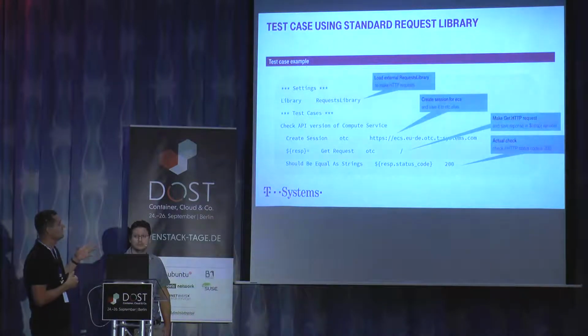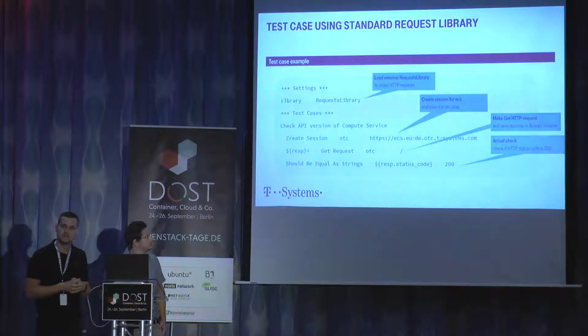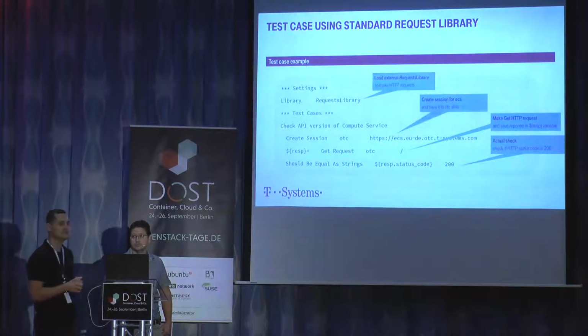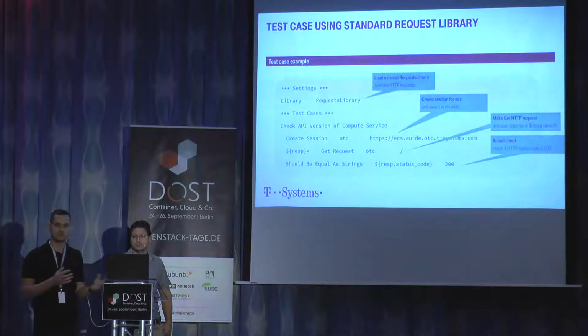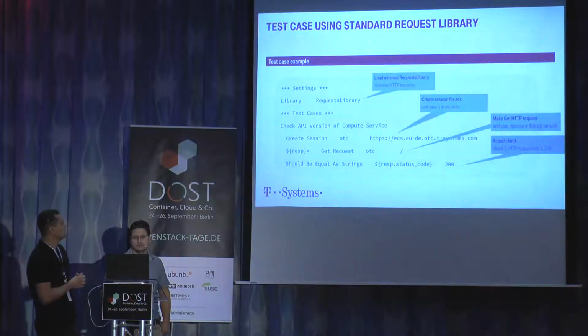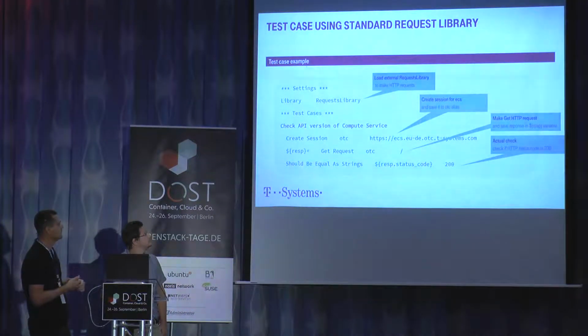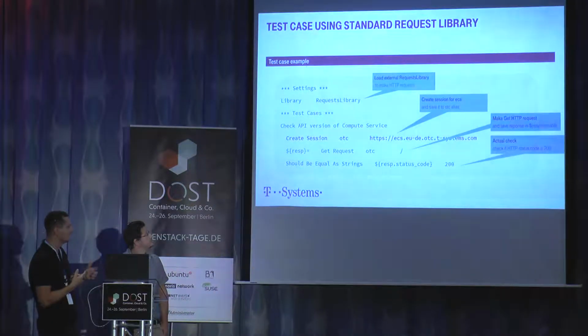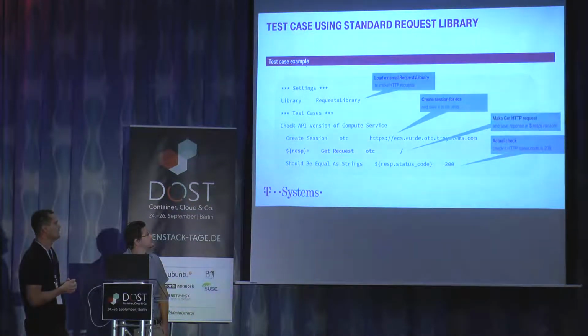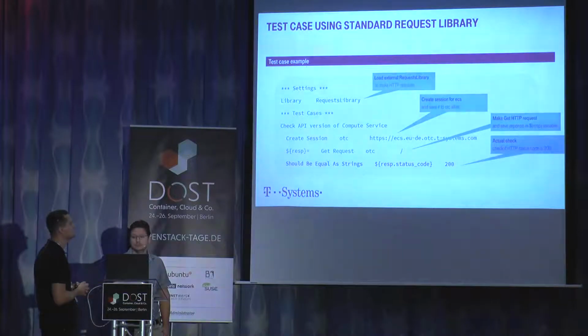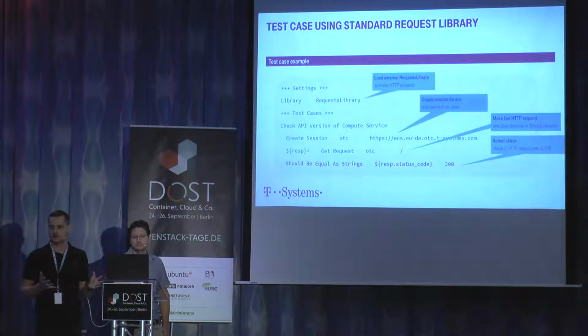In this first example, we will use a request library. The request library is a third-party library which contains keywords to interact with HTTP methods: get, post, put, etc. So here we can see that using the request library, what we need in a test case, check API version of compute service: we need a session. Then we need to issue the GET request. And then in the end, we need to check the status code. If the HTTP GET request gets a 200, then our test case passes, everything is fine.